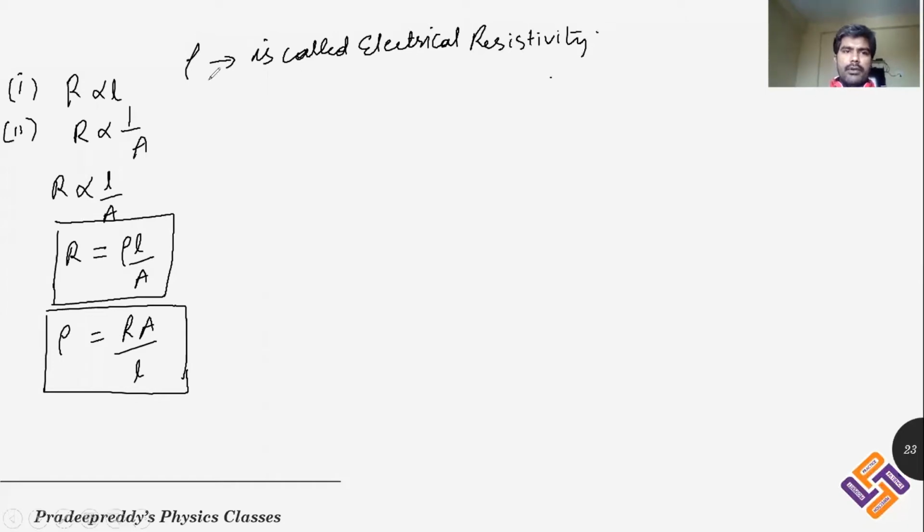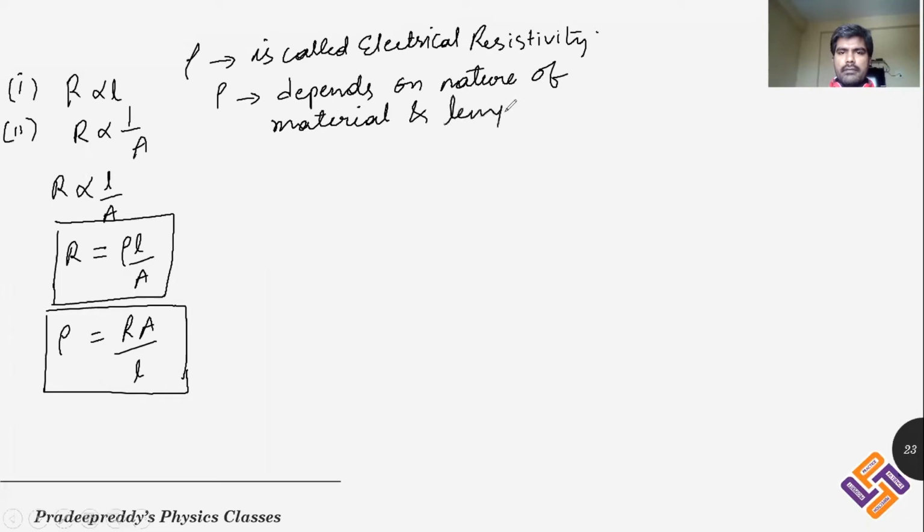Electrical resistivity, rho, depends on the nature of the material and temperature. It depends on the nature of the material as well as temperature. Resistivity changes for different materials, rho will be different, and as temperature increases, resistivity increases.